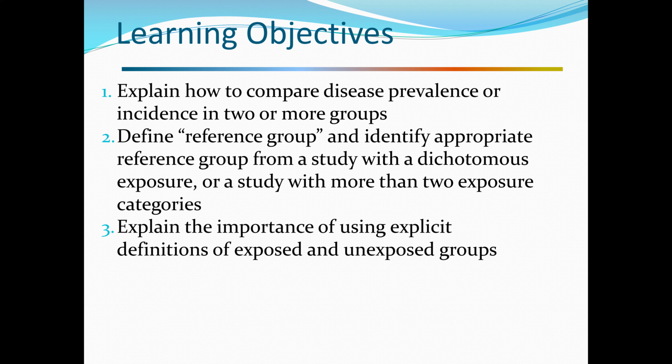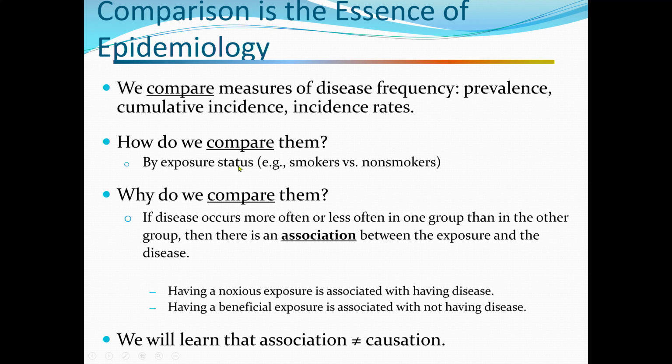So how do we compare them? By exposure status. That's a very good example and the most common one. So we have 2 groups. One is exposed to some risk and the other group is not exposed. An example here can be smokers versus non-smokers.